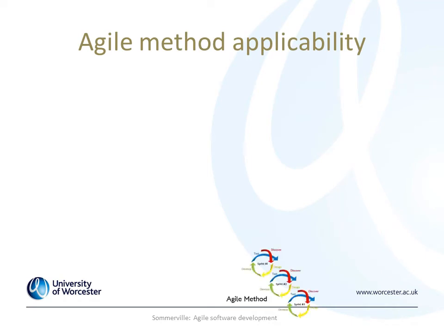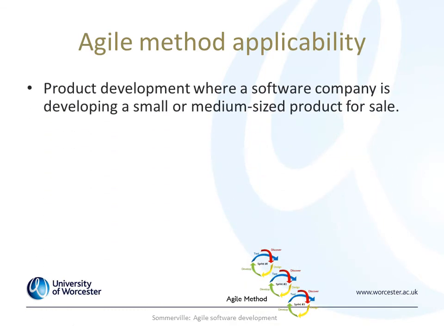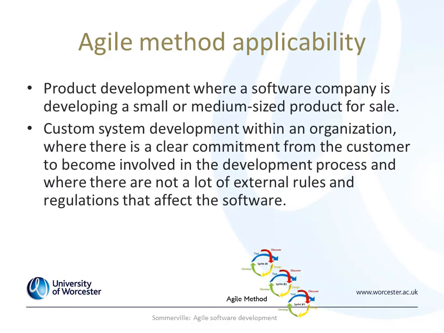Times when the Agile method is most applicable. For instance, for a product development where a software company is developing a small or medium-sized product. If the custom systems development process within the organisation has clear commitment from customers to become involved in the development process, and they're used to doing that, and where there isn't a lot of external rules and regulations that affect the processes.